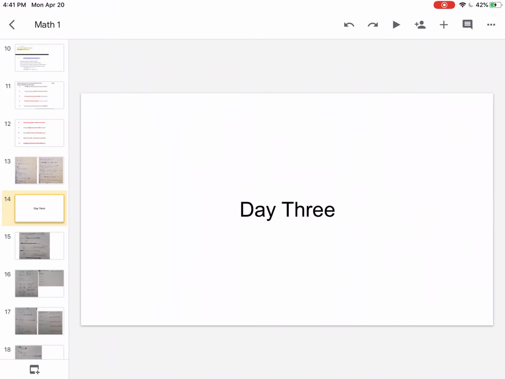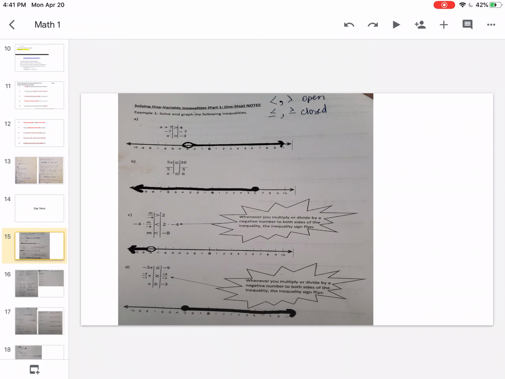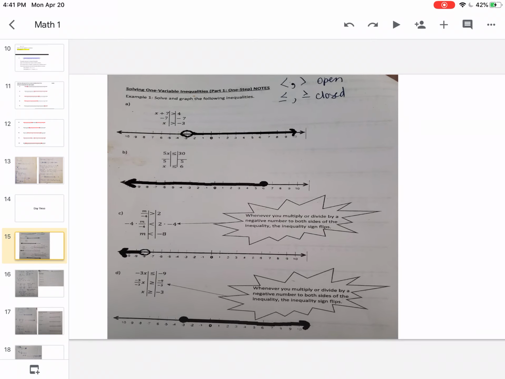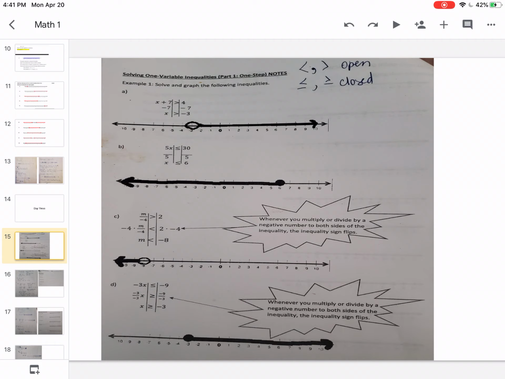Okay, this is day 3 for Math 1. So, solving one variable inequalities, part 1, one step.